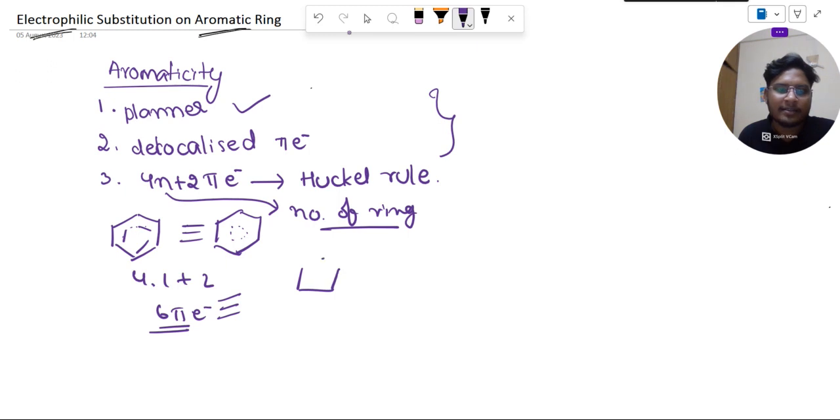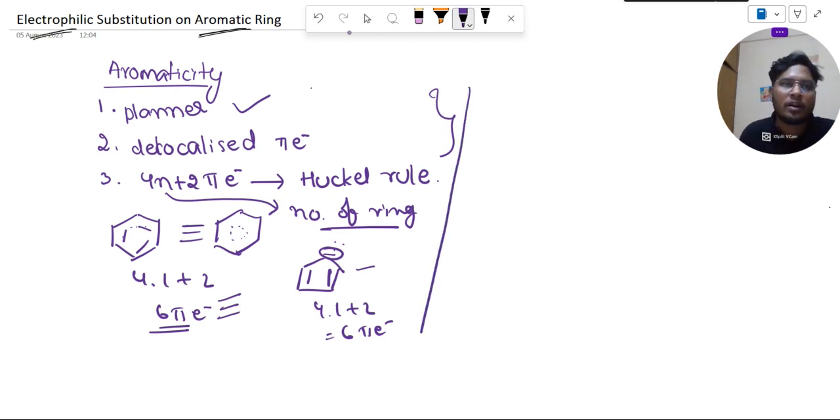And let us see another example, a negative charge containing compound. This is also a single ring, a planar structure, and it has delocalized pi electrons. A negative charge means it has an excess pair of electrons, so this also has delocalized pi electrons, and it follows 4n plus 2 pi electrons. This is a single ring, so it is 4 into 1 plus 2, so 6 pi electrons are there. So this is the basic introduction of what aromaticity is and how we can judge a compound as aromatic.